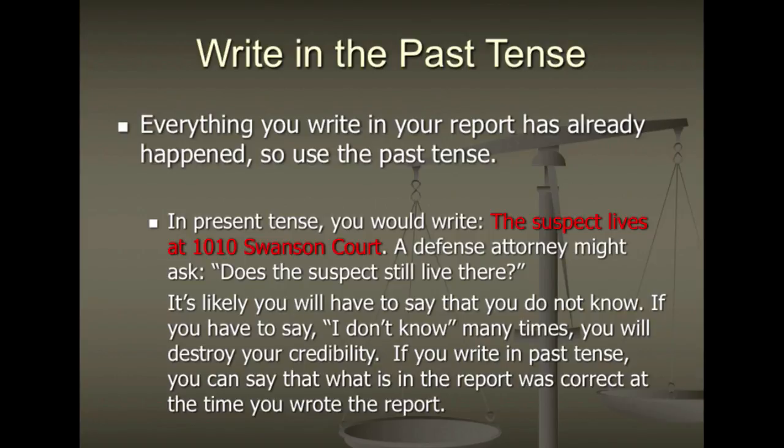In present tense, you would write the suspect lives at 1010 Swanson Court, okay? But a defense attorney is going to ask you, does the suspect still live there? And of course, you're going to say you don't know, because most likely you don't know. The more times you say I don't know to some things, your credibility is going to go down. Now, if you write in past tense, you can say that what is in the report was correct at the time when you wrote it. Okay? So that's why you need to write in past tense.